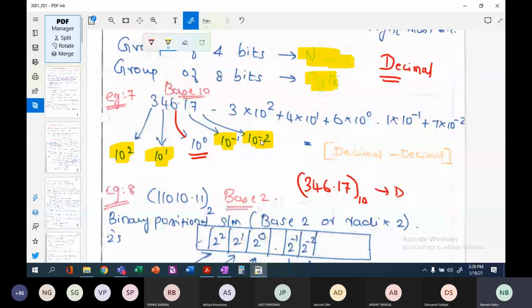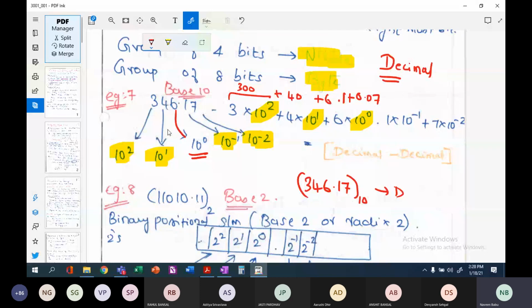Yesterday we did a problem. It is 3 multiplied by 10 squared, 4 multiplied by 10 power 1, 6 multiplied by 10 power 0, and so on. So 3 into 10 squared is 300, plus 4 into 10 is 40, plus 6 into 1 is 6, plus 1 into 10 power minus 1 is 0.1, plus 7 into 10 power minus 2 is 0.07. When I add all these, I get the original number 346.17. This is for the decimal number system.